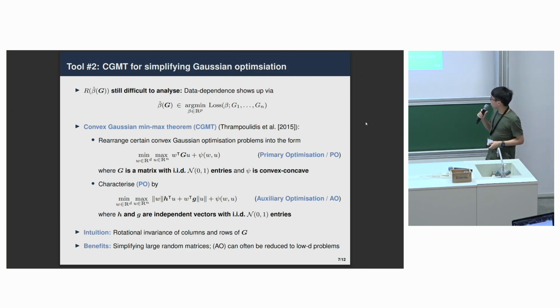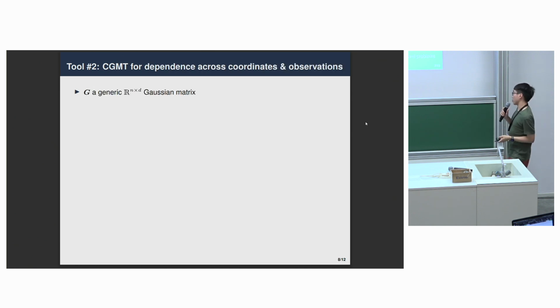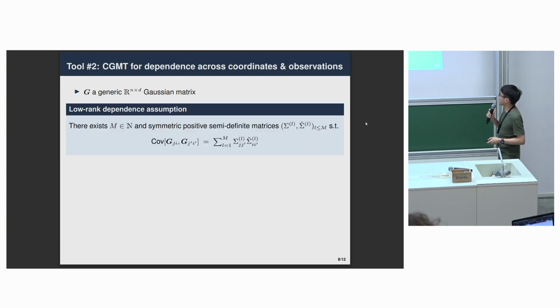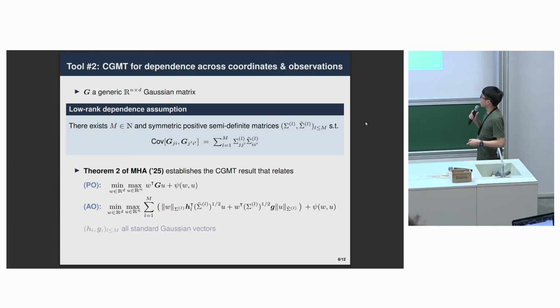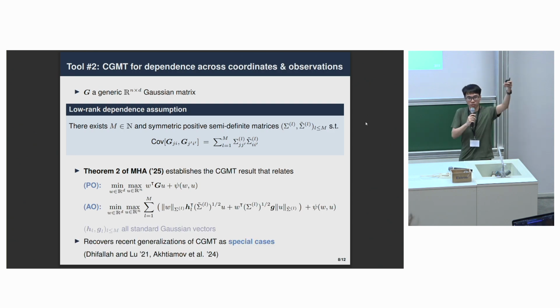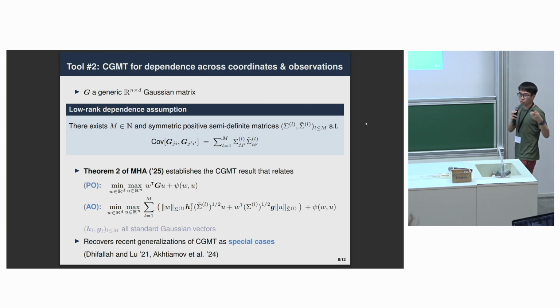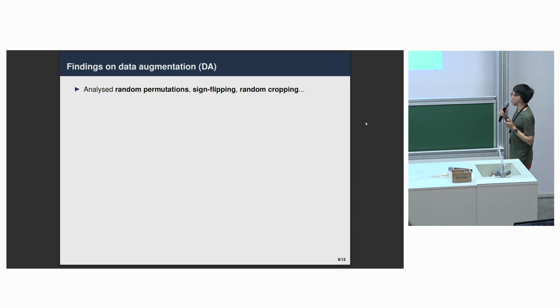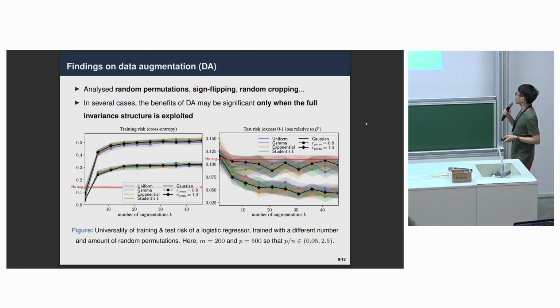I think I'm out of time, but you can expect what we did. We essentially extended this whole framework to a case where you allow for dependent coordinates and dependent data. The original argument was very specific to IID white Gaussians, but we managed to obtain a reduction that's applicable, especially to data augmentation. And we did some analysis on data augmentation.